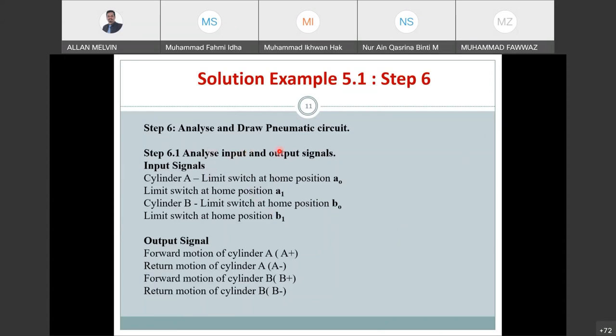Okay, step 6, analyze and draw the electric circuit. Step 6.1, you check first what the input signal is. Normally, where will the input signal come from? Compressor? No, I mean not for the circuit. Input signals means to start the sequence, like push buttons and levers. So normally we give input through push buttons and roller valves.